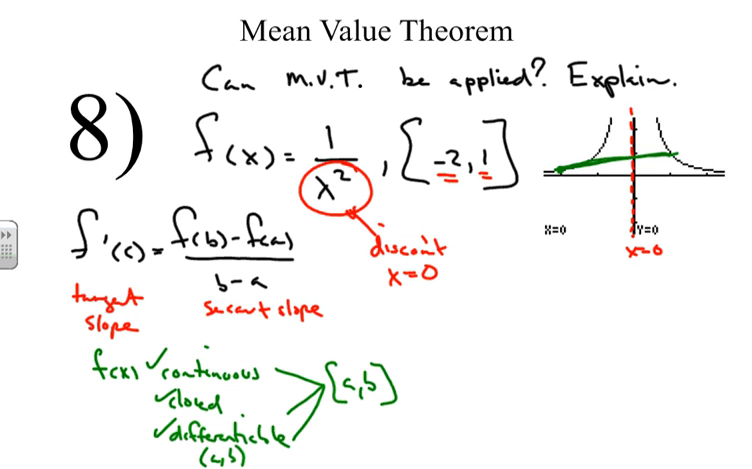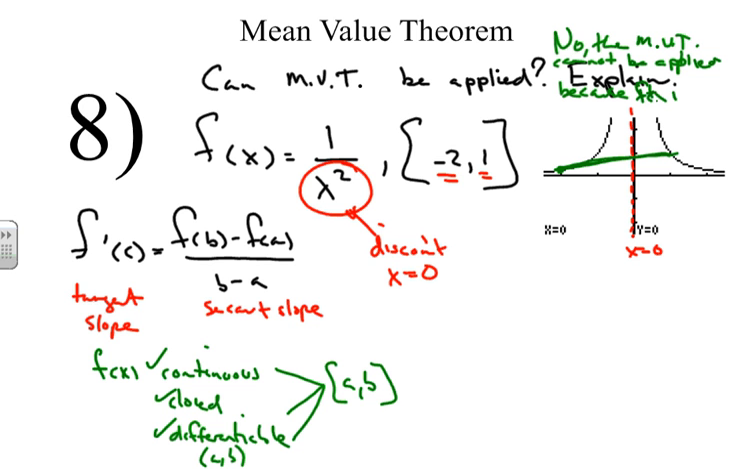Because it's not continuous on the interval from a to b, the answer to can the mean value theorem be applied is no. Why? Because no, the mean value theorem, MVT, cannot be applied. Oops, can't spell. Applied. Because it is not continuous on the interval.